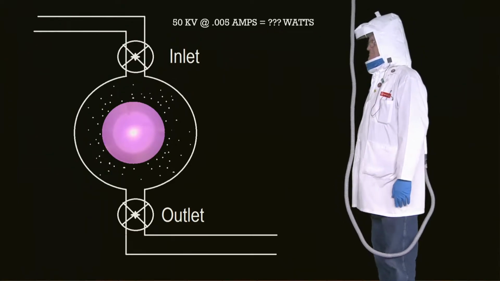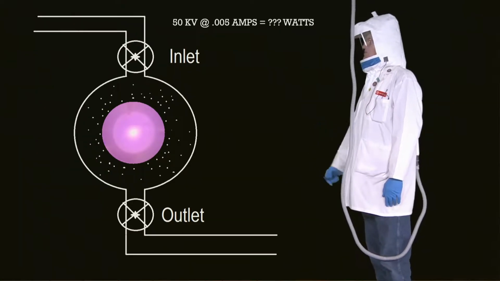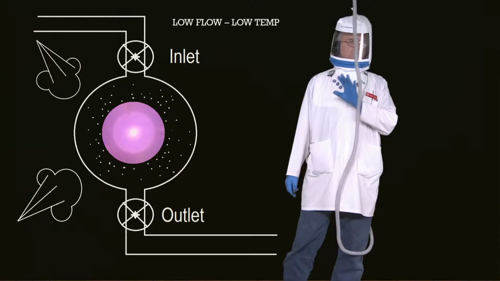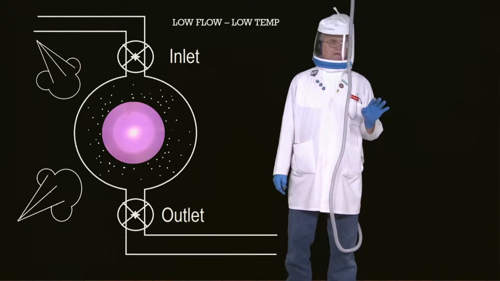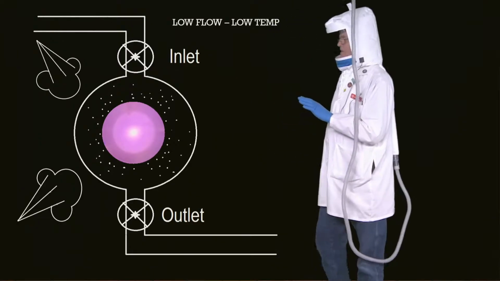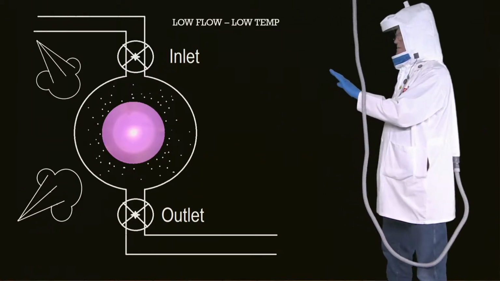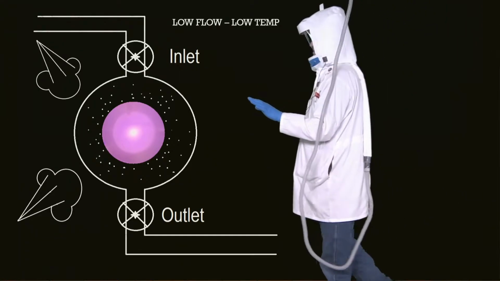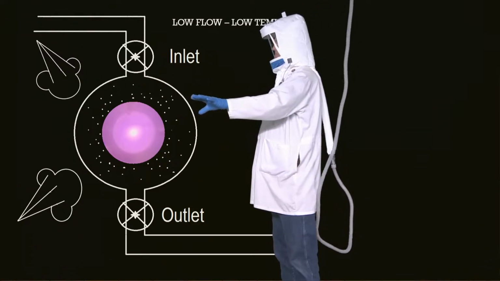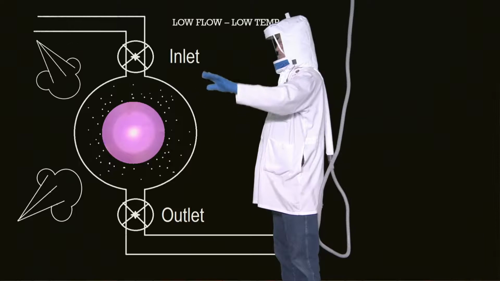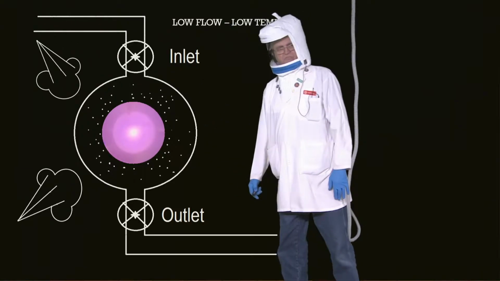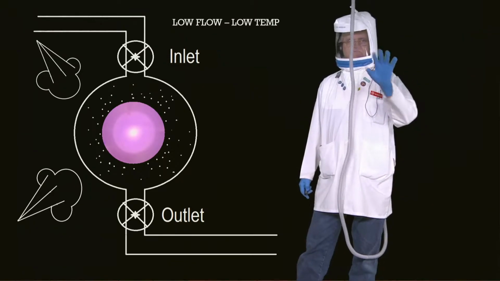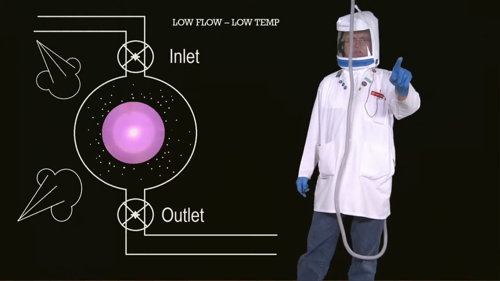Okay. And then we're going to add something to it. We're going to refrigerate, blow some cooling down on this thing, and drop the temperature way down. And we're going to wind up with a low flow, low temp. Now that's what we mean by that. We've got a low temperature in the chamber, and we've also got a low flow of gas moving through it. But we have a fixed amount of plasma, 250 watts, 50,000 volts, 5 milliamps. That's not going to change.